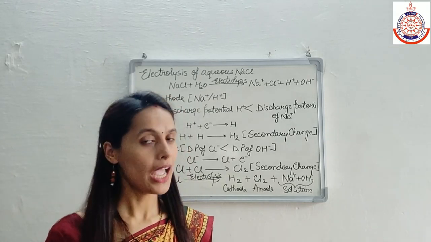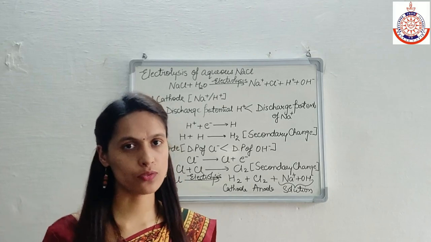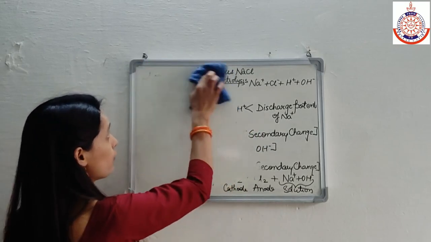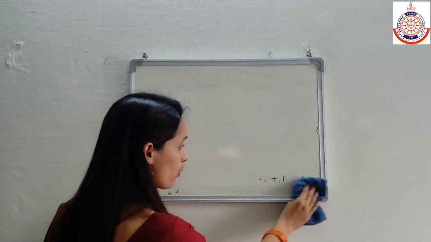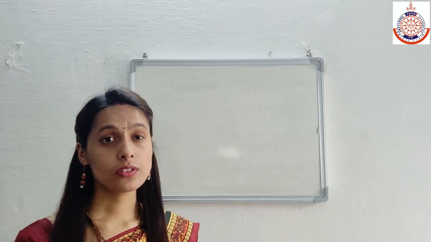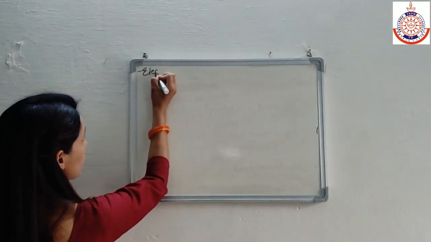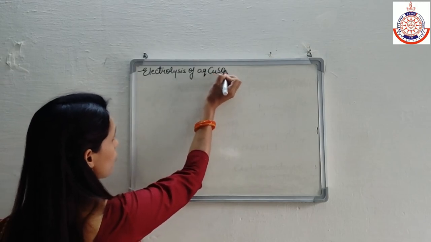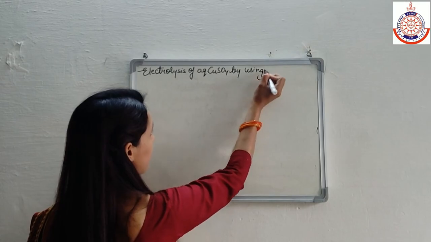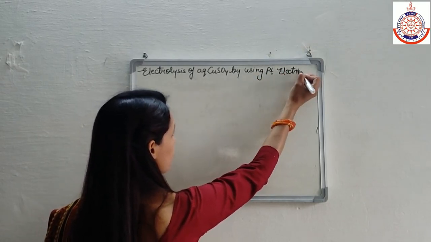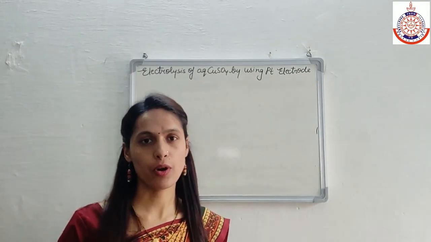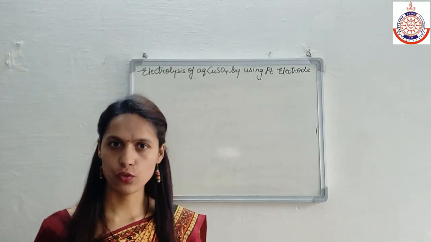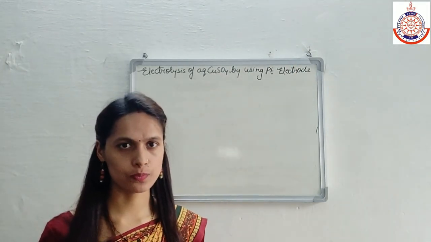So I hope the first point is clear to you, that is how discharge potential affects the product which we get at anode and cathode. Now we'll move to our second factor, that is the nature of the electrode. That is how the nature of the electrode will affect the product which we get at anode or at cathode. Now suppose we are doing the electrolysis of aqueous CuSO4 by using platinum electrode, means the cathode and anode are made up of platinum. There is a tank. In the tank we have aqueous CuSO4 solution, means CuSO4 along with water, and we are using platinum electrode.